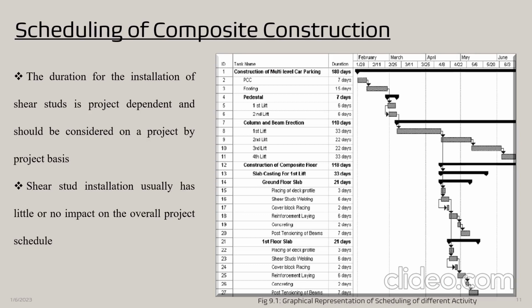Scheduling of composite construction. Time scheduling is done using Microsoft Project 2007. In time scheduling, some starting activities such as PCC 7 days, footing 15 days, and pedestals 7 days go individually, but after completing column and beam erection for the first lift, 33 days, the activity of composite floor construction goes simultaneously with the second lift erection.